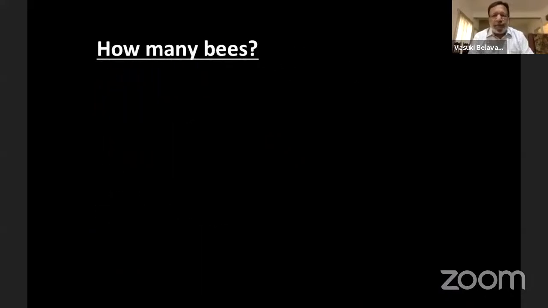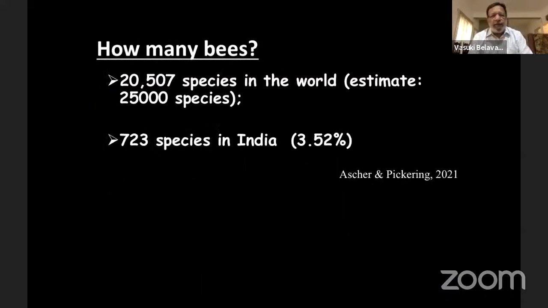Now, the question is how many bees we have. In the world, we have something like 20,507 species of bees as on today. Okay, and the estimate is there must be more than 25,000 species because almost every year or every month you find publications that are coming out with new species of bees being discovered.